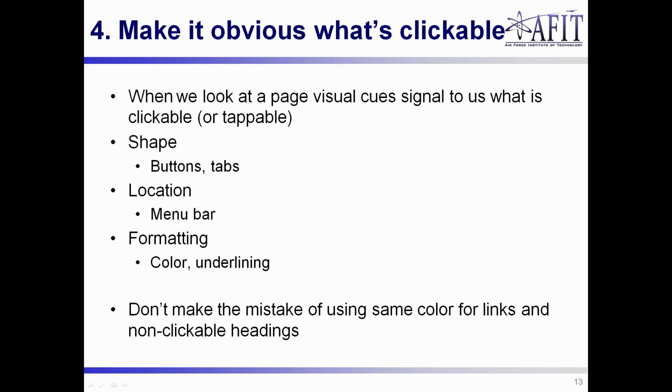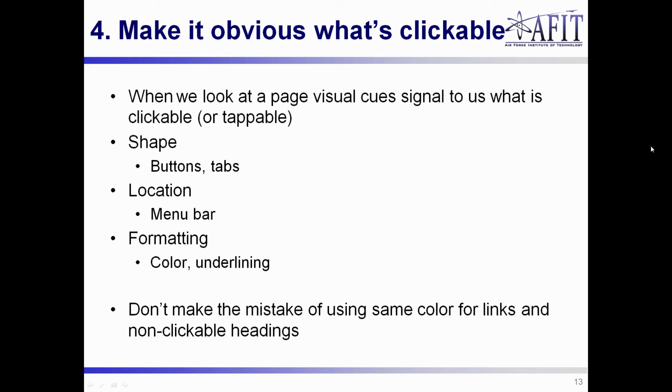What you want to make sure that you do is you don't make the mistake of using those same cues, for example, the color, for things that are and are not clickable, right? So if you have a blue color for your links, then don't use that same blue color for your non-clickable headings, right? You want to really make sure that when you've picked a visual cue to signal something, then whenever you use that signal, it really is a signal and not noise.